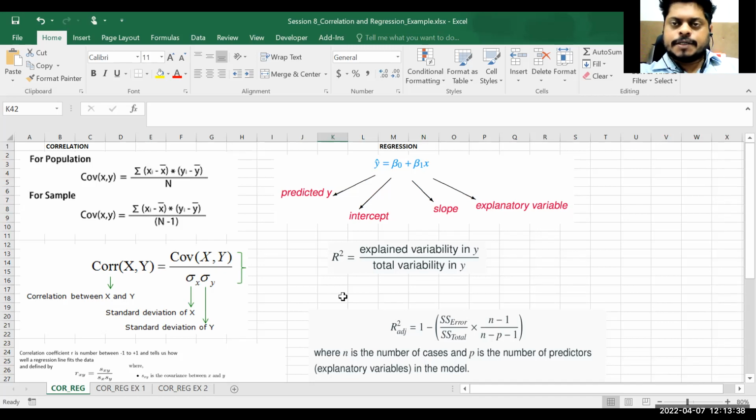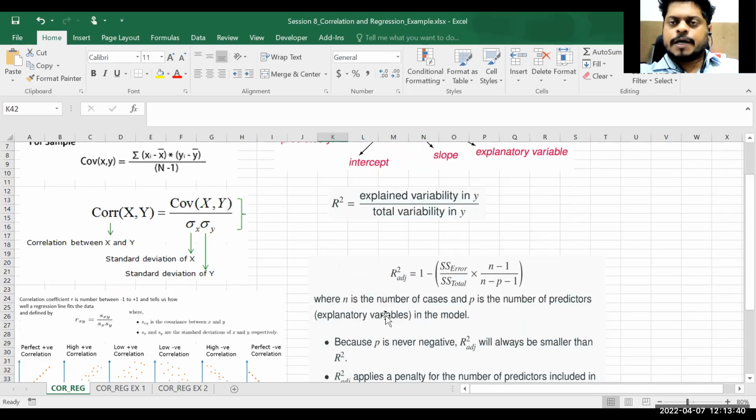To avoid that scenario, there is a concept called adjusted R square. What does it actually mean? If I just ignore this factor, n minus 1 over n minus p minus 1, this is the same as your R square: 1 minus sum of square error divided by sum of square total. So this part of the formula is nothing but your R square.